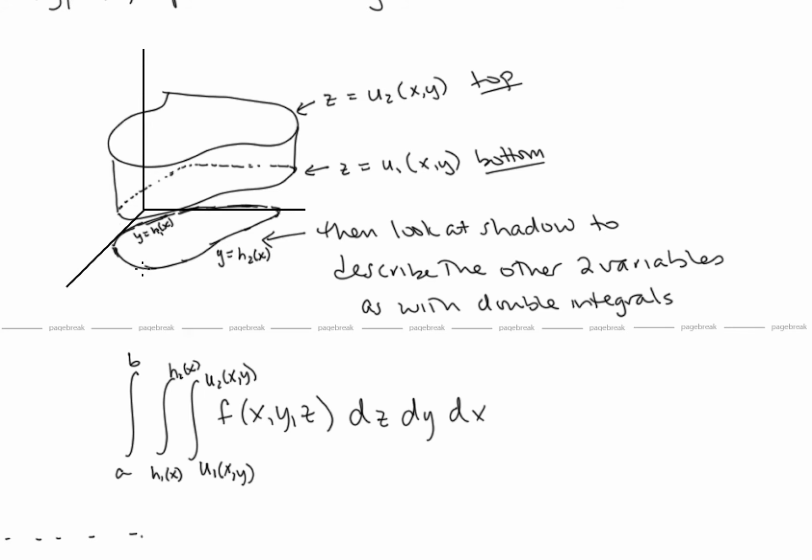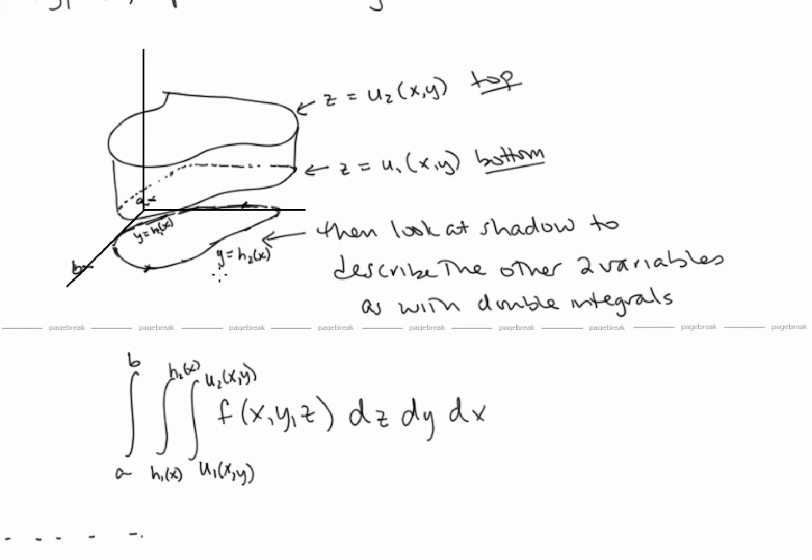So in this case, I'm kind of breaking it up here and saying y is written as a function of x for a top curve and a bottom curve here. y is equal to h2 of x on top, y is equal to h1 of x on the bottom. And so y goes from h1 of x to h2 of x. And then x goes from a to b, whatever constants we have, a to b.